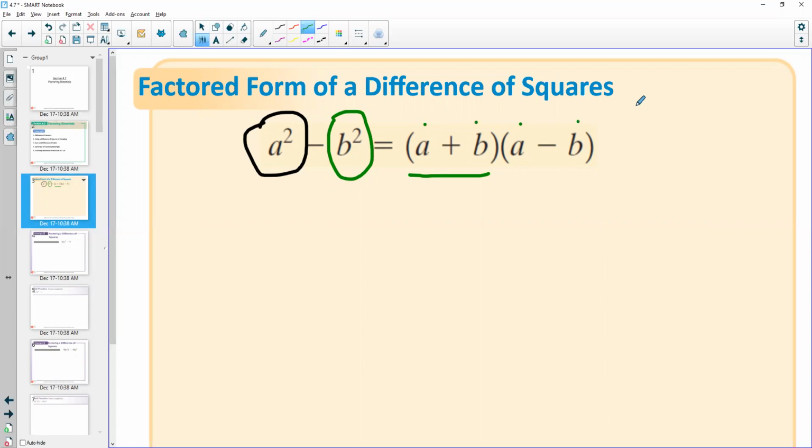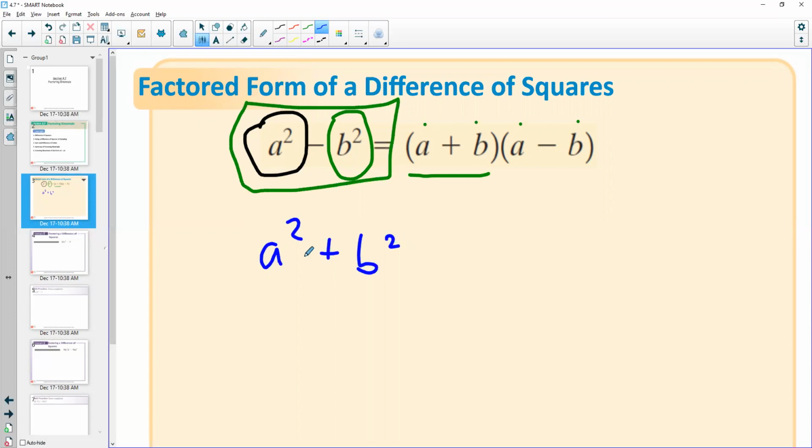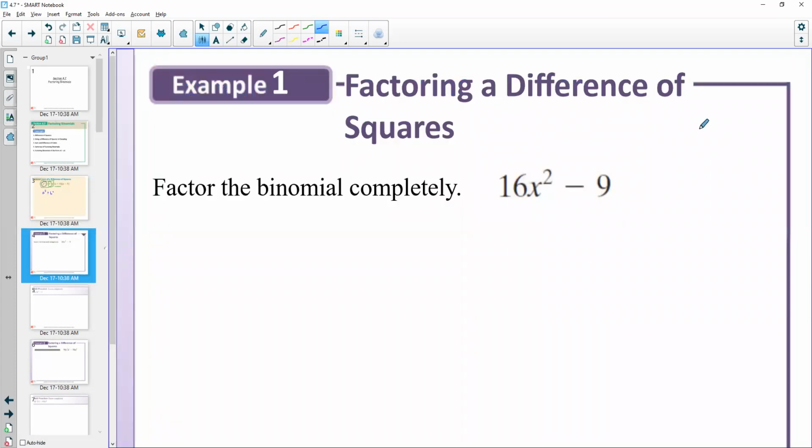What you don't see on here is anything about a factored form for a sum of squares. If instead of a minus here, I had a squared plus b squared, that's not factorable the same way. Most of the time, that's not factorable at all. A difference of squares is, but if there's a plus sign here, it's a different situation, so you have to be really careful.